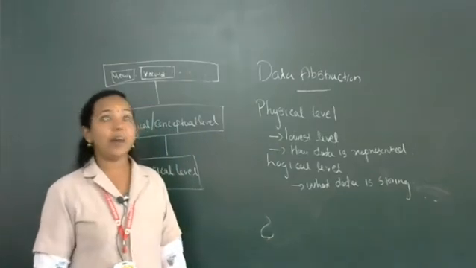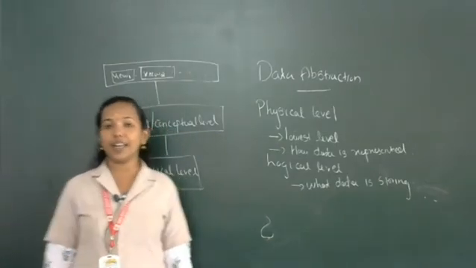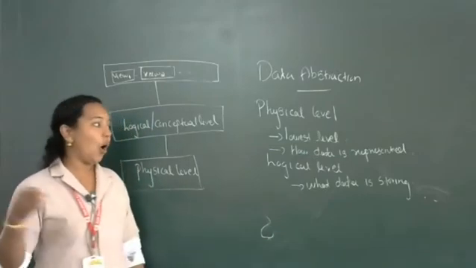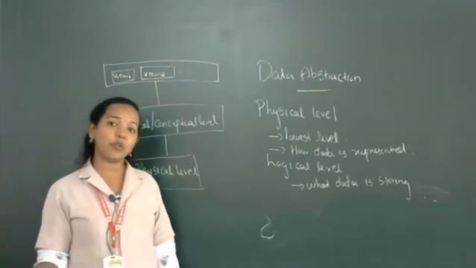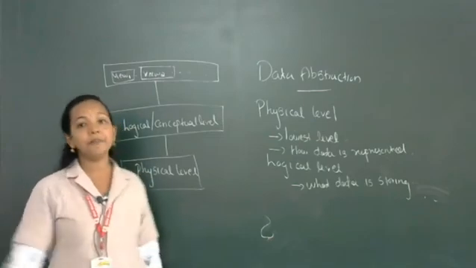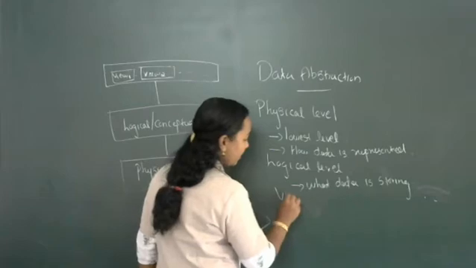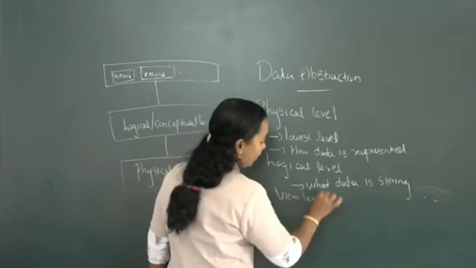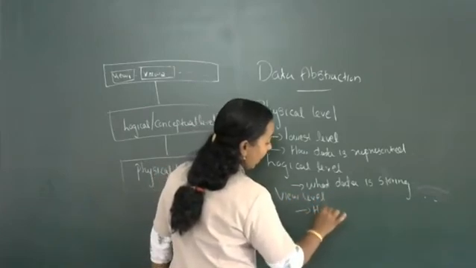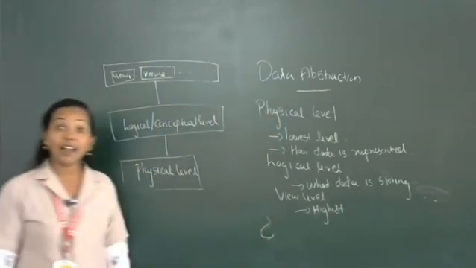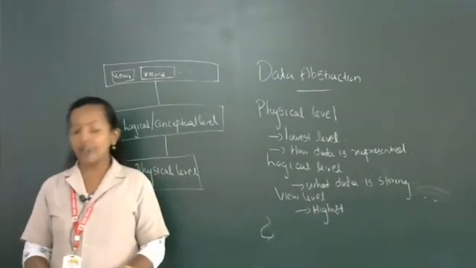Data type, number of characters, size of the database, any restrictions, primary key, candidate key, all the information, data about data, all this is present in the logical level. Then the third level is the view level. View level is known as the highest level of data abstraction.